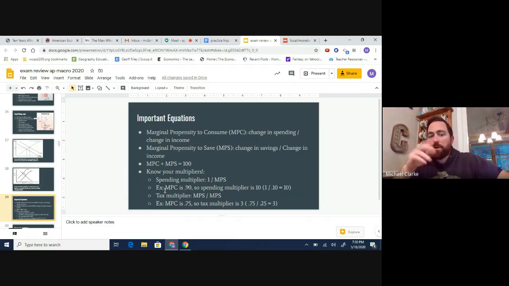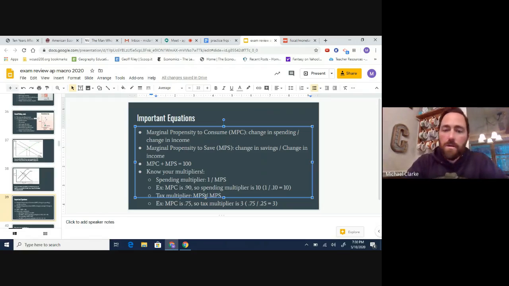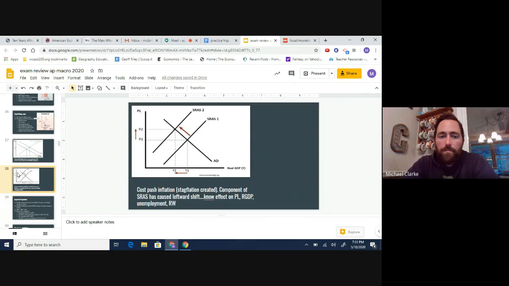So the tax multiplier is not MPS divided by MPS. It's MPC divided by MPS. I think I caught that. I would have screwed you guys up on the exam. It's MPC divided by MPS. Okay.